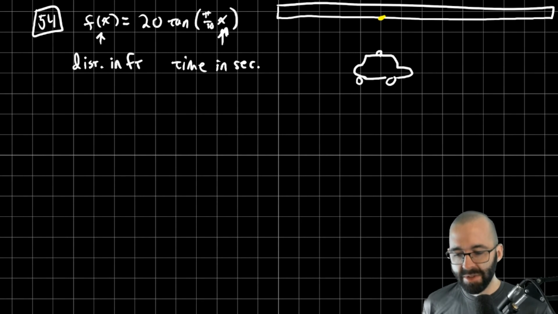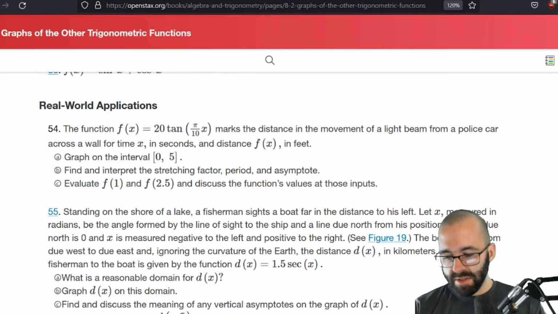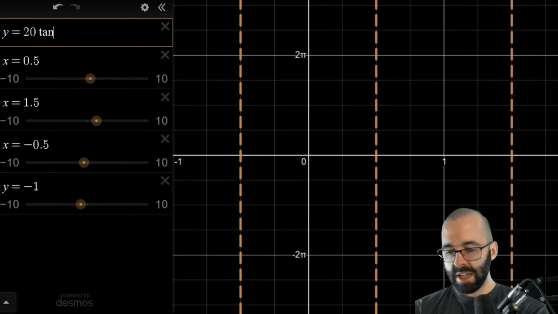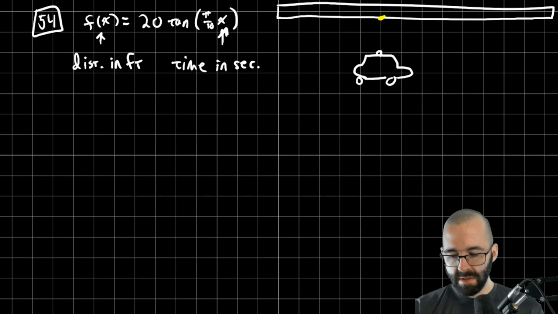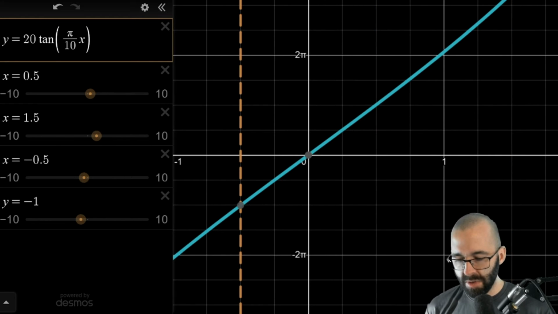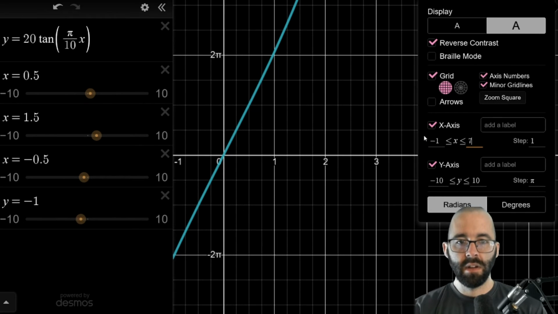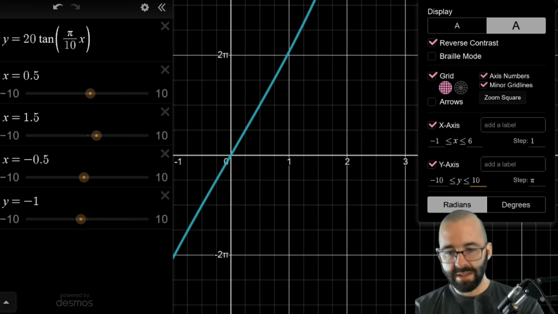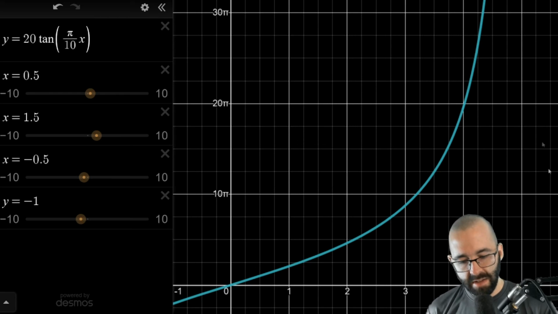All right, let's see what we have here. So this is our function. Part A, graph on the interval 0 to 5. Okay, so let's go to Desmos and graph this function. Function is 20 times tangent of pi over 10 times x. I think that was the function. It is, good. Let's get rid of these old asymptotes. And we want to plot this from 0 to 5. Let's plot it a little further than we need to. And let's make the y-axis scale big enough so that we can actually see what's going on here. We're going to need more. Yeah, something like that. Well, 0 to 5.